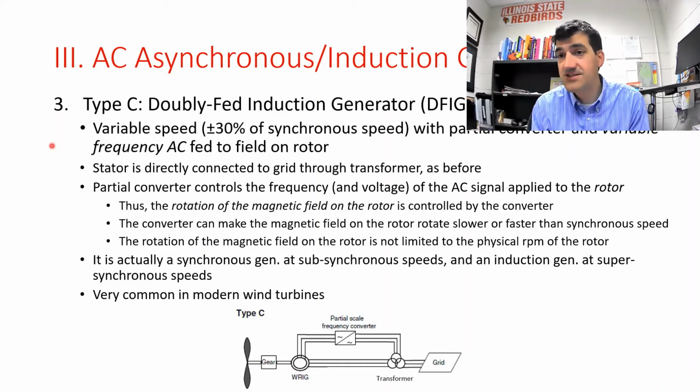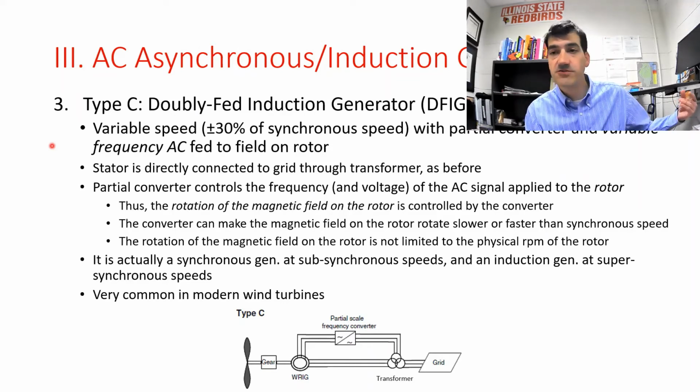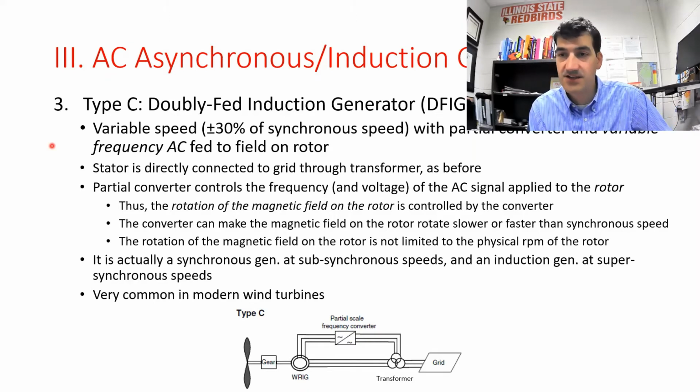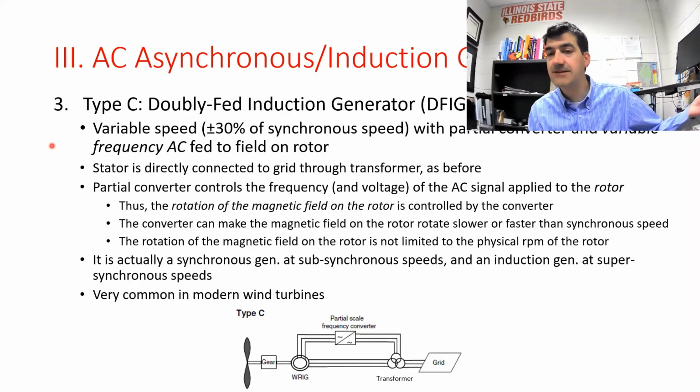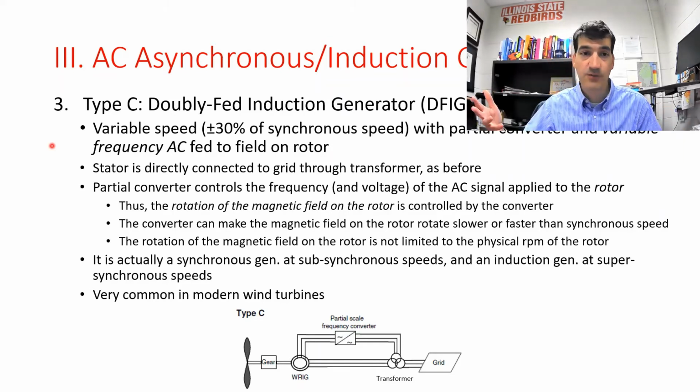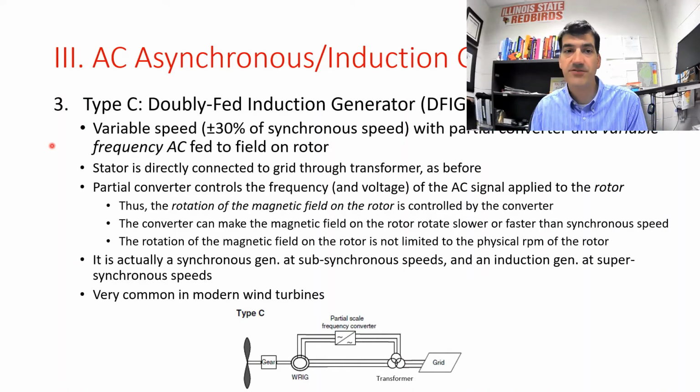And the big advantage of this, the biggest advantage, is that it allows a larger variability in input speed. So now if there's a lull in the wind, no problem, we can adjust for that. If there's a gust in the wind speed, no problem, it can adjust for that as well. So there's a lot more variability of the input speed that the generator can deal with and still be producing power at a constant output frequency.